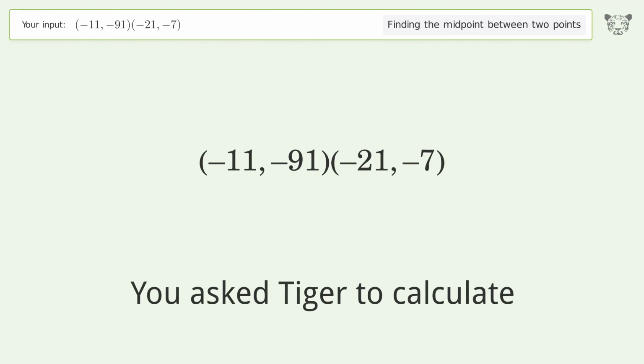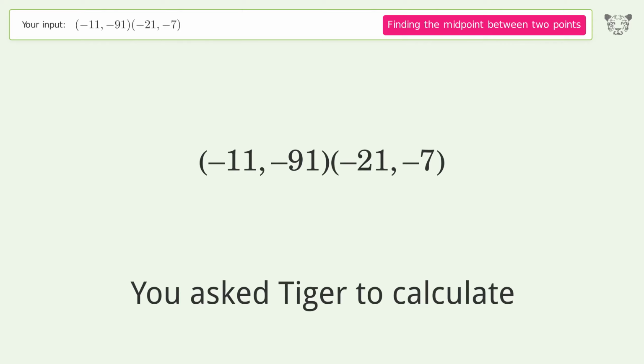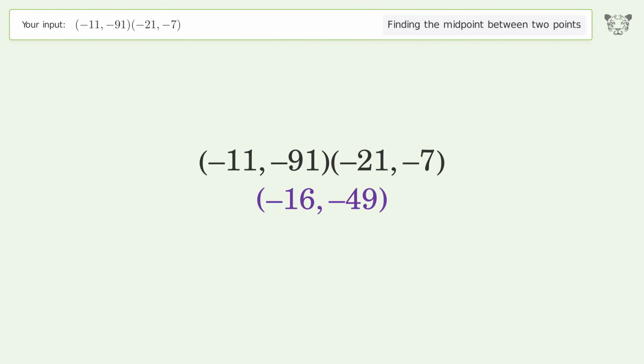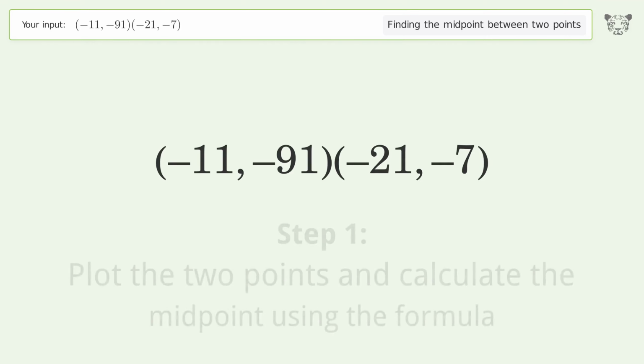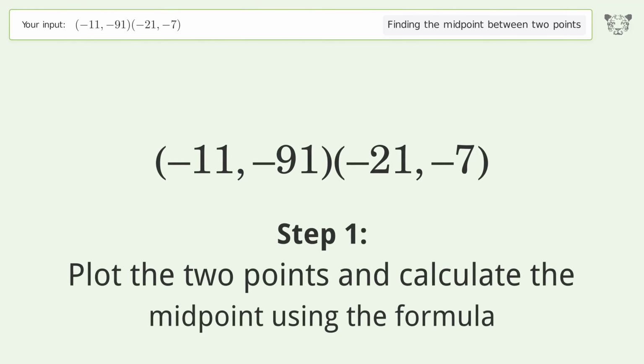You ask Tiger to calculate. This deals with finding the midpoint between 2 points. The midpoint between the 2 points is -16, -49. Let's solve it step by step. Plot the 2 points and calculate the midpoint using the formula.